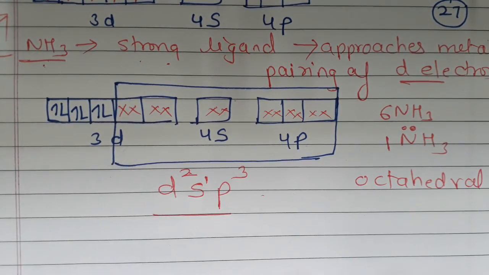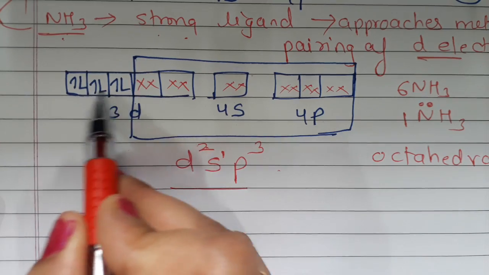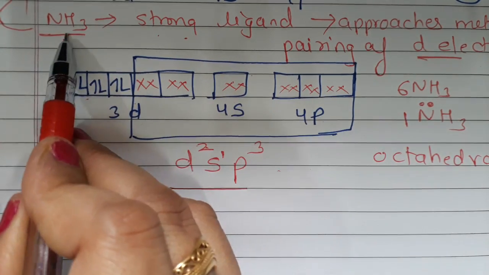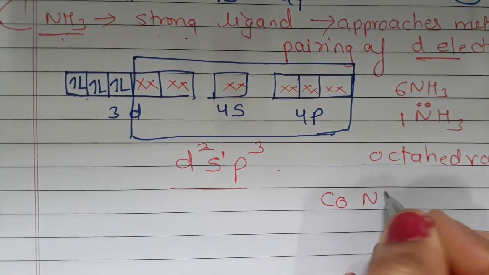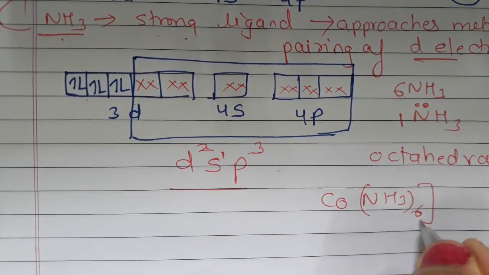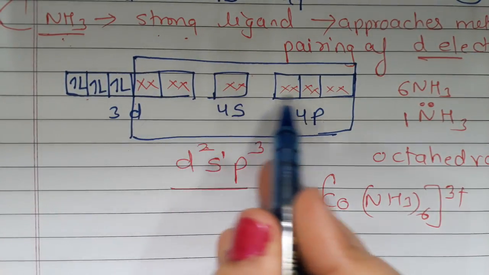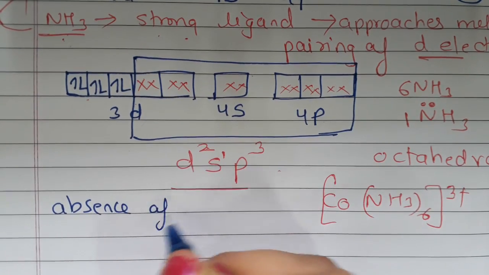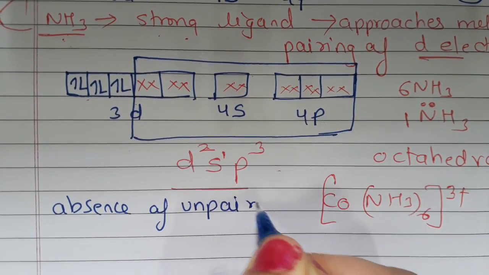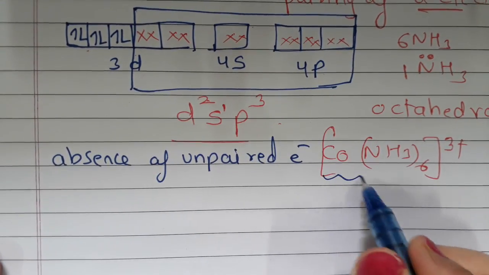Now please make a note of it. Now what I am going to say: in this case, there is pairing of electrons happening because the ligand is strong. Hence, after this particular complex is formed, what happens? There is no unpaired electron, isn't it? So I will write absence of unpaired electron. There is no unpaired electron in this complex.